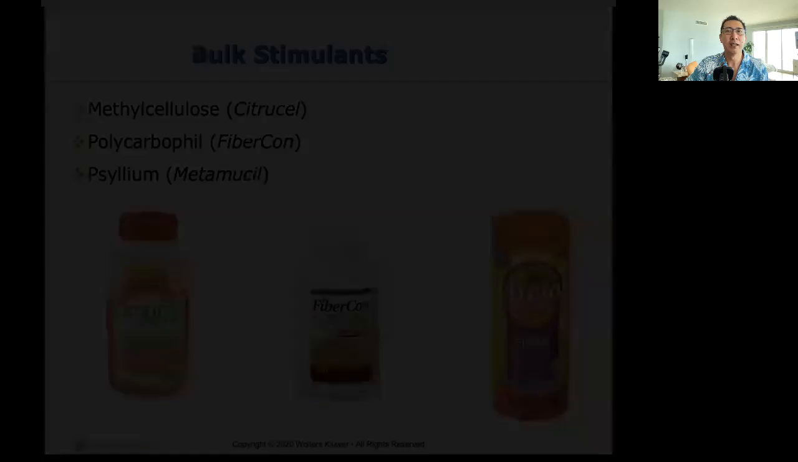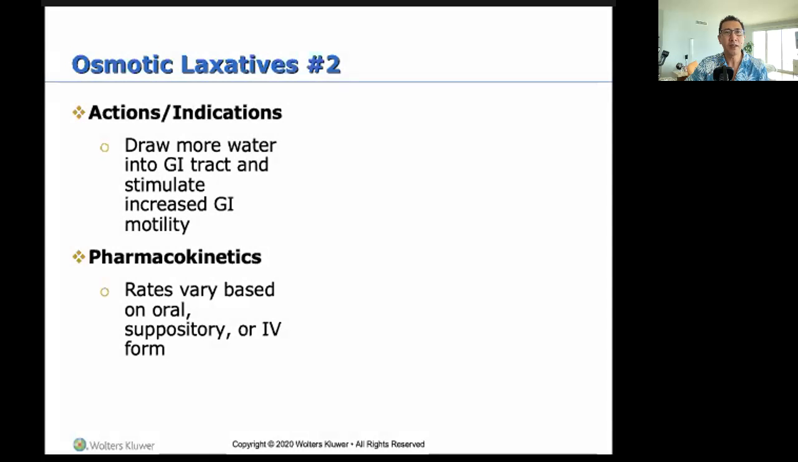Next is osmotic laxatives. They draw more water into the GI tract and stimulate increased GI motility. Digital disimpaction is when you use your fingers to basically dig out the poop.